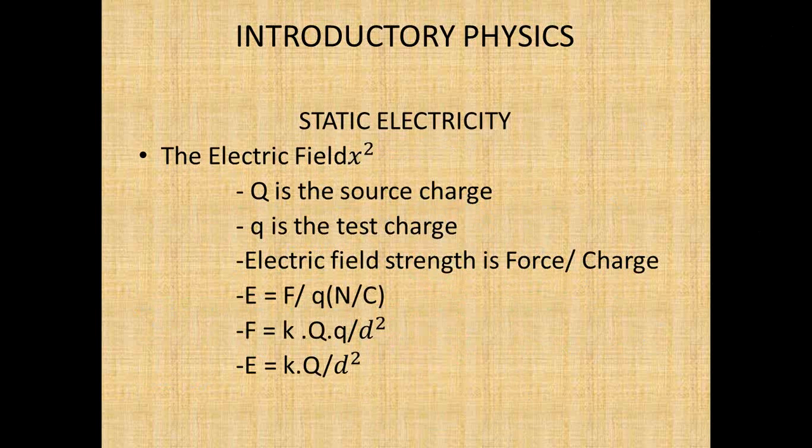The electric field strength is equal to the force between these two charged objects divided by the charge on the test charge. Remember, this is the definition. Electric field strength, E, is defined as the force exerted between these two charged objects divided by the charge on the test charge. One is the source charge, the other is the test charge. Force is in newtons, charge is in coulombs, so the unit of electric field strength is newtons per coulomb.